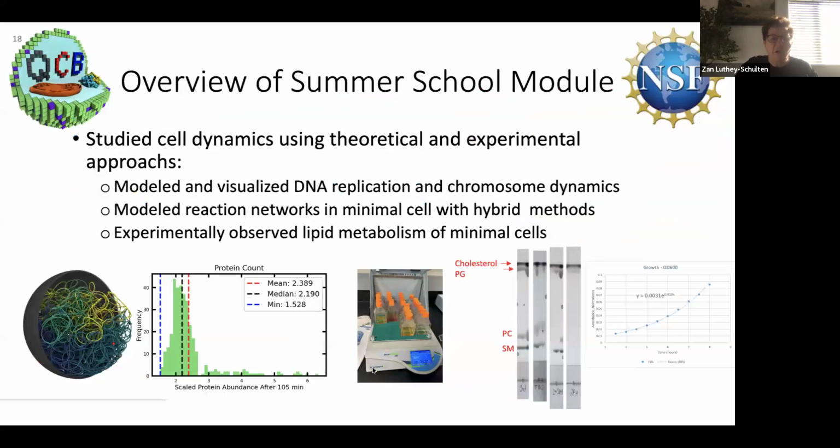And let's see. And here's actually some of the things that they did. So we modeled the DNA replication.